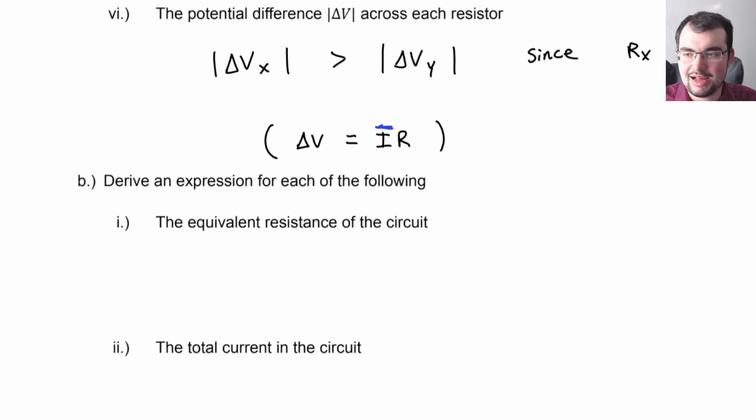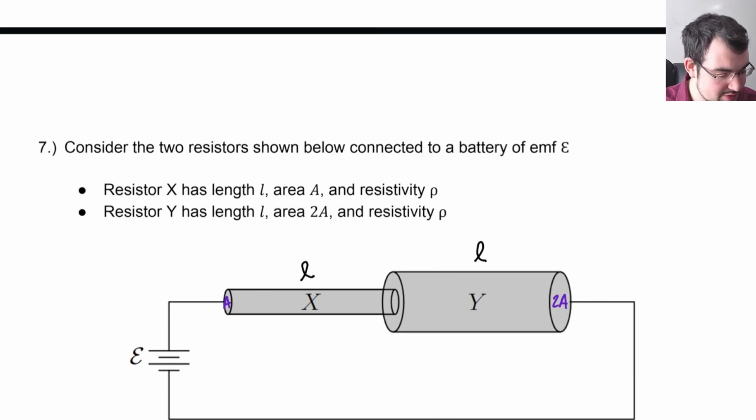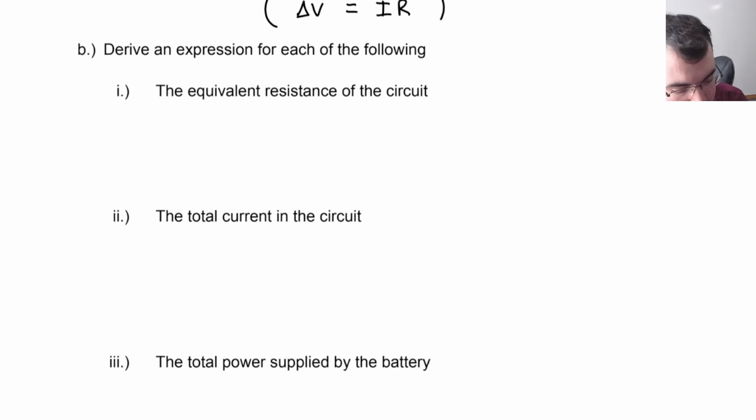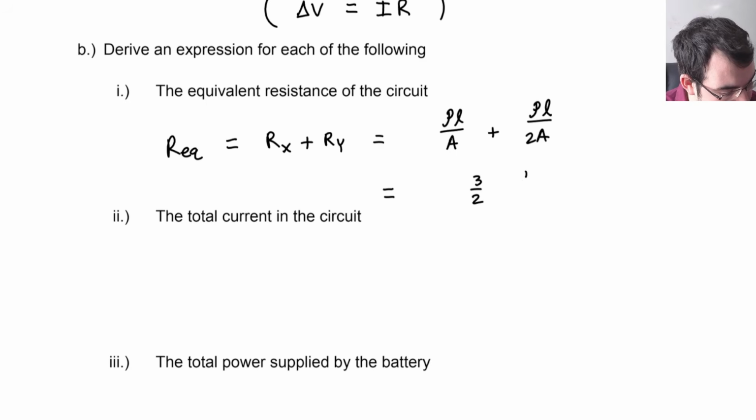All right, now let's do some deriving. The equivalent resistance of the circuit. Well, we have two resistors in series, so we just need to add them together. So our R_eq is just the two resistances added together. X had length L and area A. Y had length L and area 2A. So we get 1 plus 1/2, which would be 3/2 rho L over A's worth of resistance.